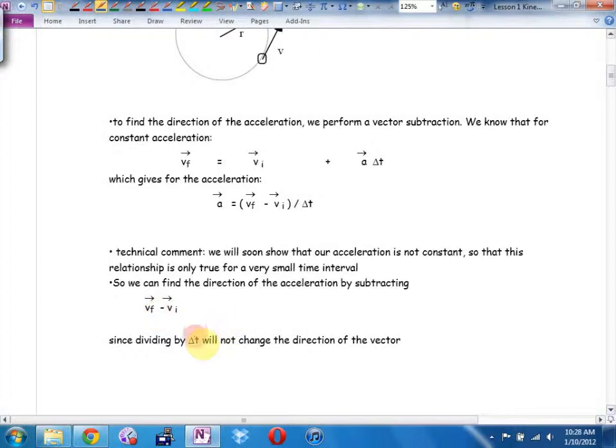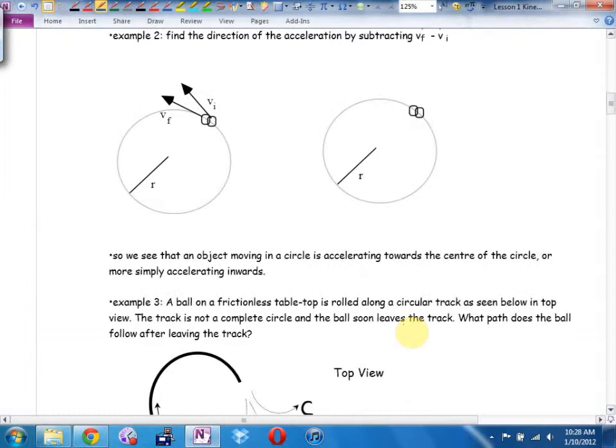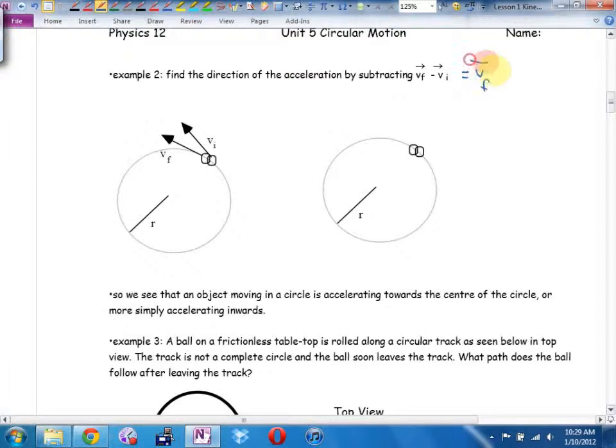So here is my time-lapse photography picture. We're moving in a circle, and at one point right here, I was traveling this way, and then a split second later, I was traveling this way. Let's subtract these two vectors. So it's going to be v final minus v initial. That's going to be the same as v final plus negative v initial. Here's v final. Now, v initial was this way. Negative v initial would be like that. And we get our direction for acceleration.